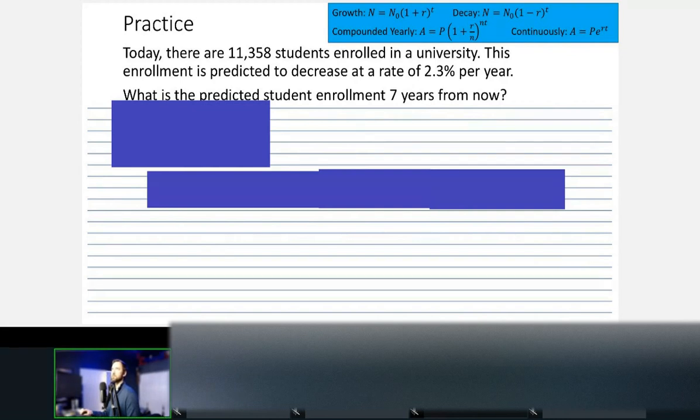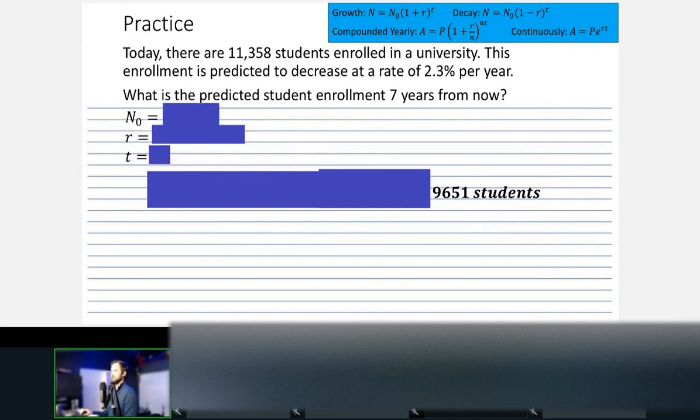Let's see if that's what the answer is. I also agree. 9651 students. So all of you used the correct formula. Remember, it is the exponential decay because it's decreasing. Very good. And everyone converted their percent into a decimal.